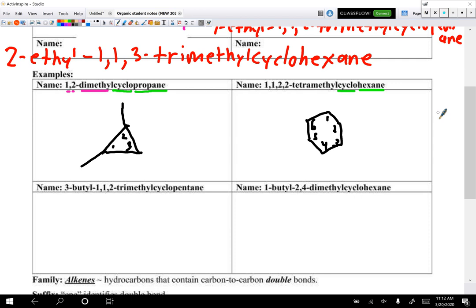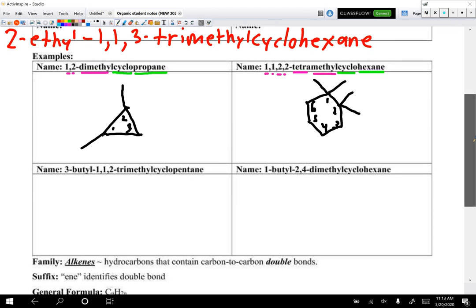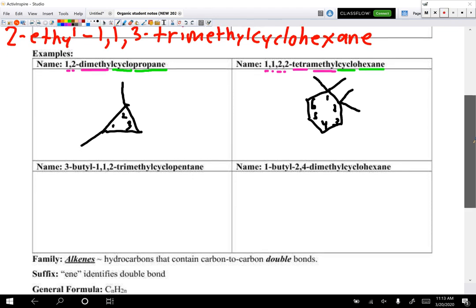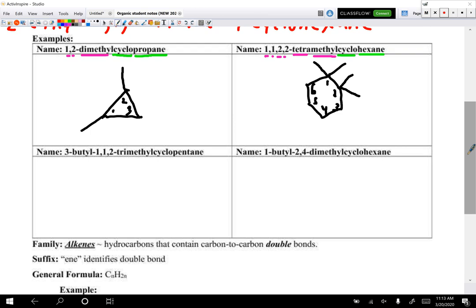Just like that. Now, off carbon 1, we see 1,1,2,2 tetramethyl, right? So that means off carbon 1 we get 2 methyl groups. So we go 1 and 2, like that. On carbon 2, we also have 2 more methyls. And there is our 1,1,2,2 tetramethyl cyclohexane. Now, I would recommend pausing the video right now, drawing in the other 2, and then unpausing it to see what they are. And then, of course, I'll just give you a second to pause.